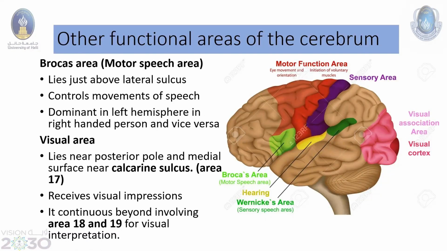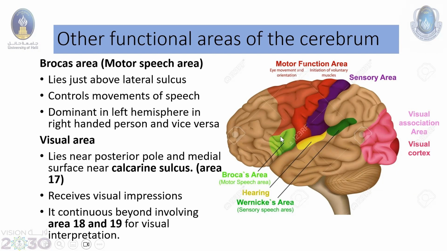Then coming to some other important functional areas of the brain, like Broca's area, the motor speech area. This is Broca's area, the motor speech area, and it lies just above the lateral sulcus. Hearing, we saw, is present in the temporal lobe in the superior temporal gyrus, below the lateral sulcus, and now what we are seeing is above the lateral sulcus in the frontal lobe. This is Broca's area, the motor speech area, which especially controls the movements of speech. It is dominant in the left hemisphere in a right-handed person, and vice versa.